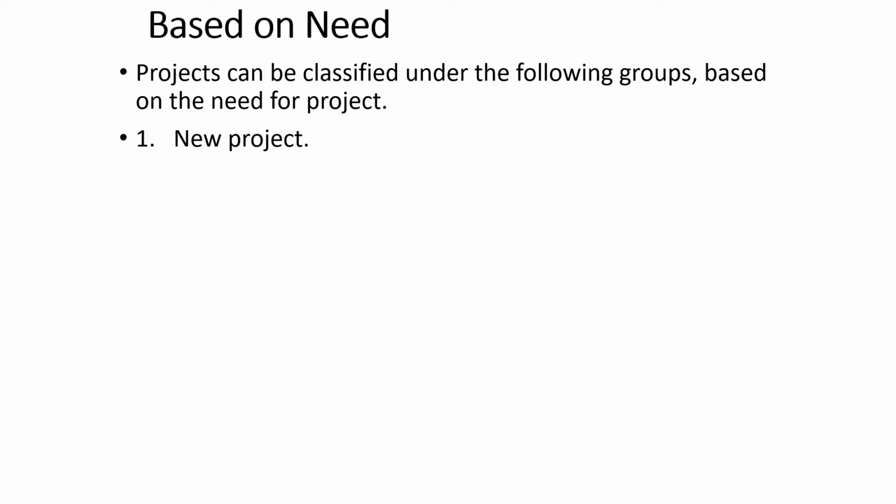The first type of project differentiated on the basis of need is the new project. New project, as we all know, is any location wherein no previous work has been done, any project which is new, any idea which is new, any outcome which is new, is going to give us the new project. Second type is the balancing projects.